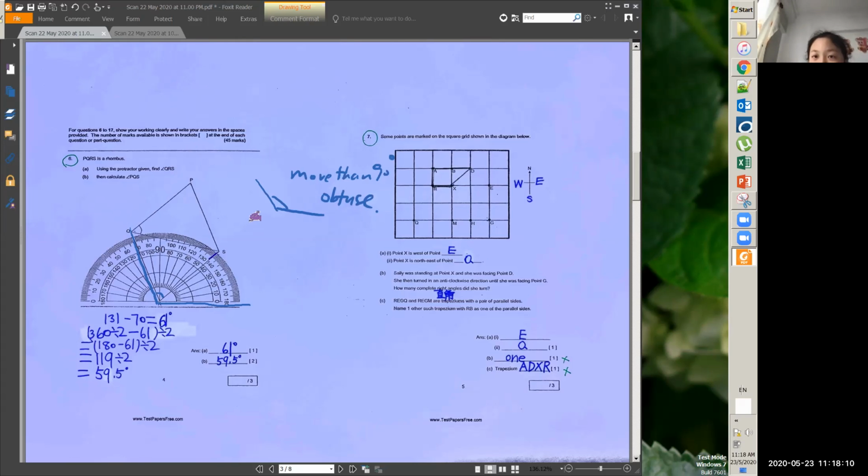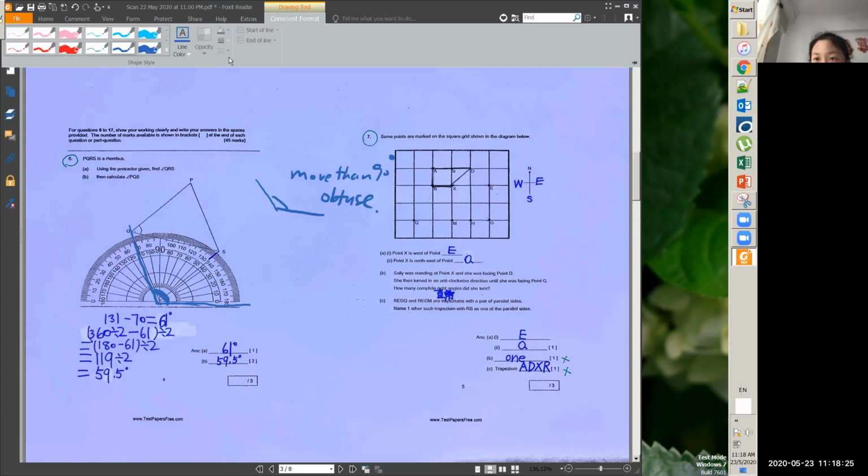QRS. Yes, I know, but I want to find out this first. That's why I say I want to find out this first. If you look at the screen, I want to find out what this is. Oh, so this is 110, right? Can you see it's 110? Yes. So it's 110.